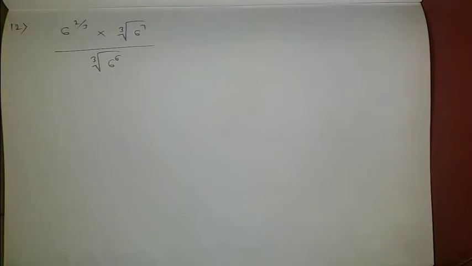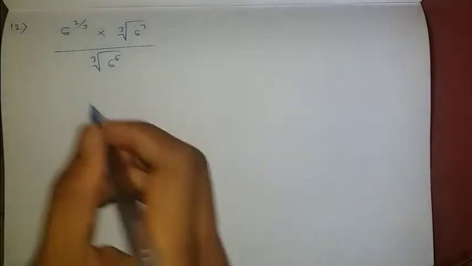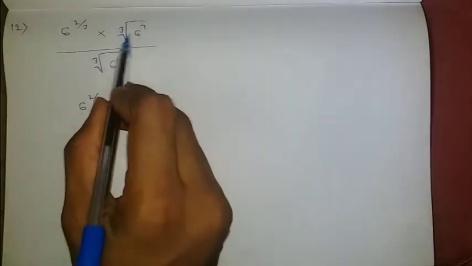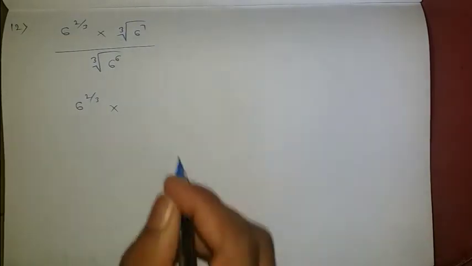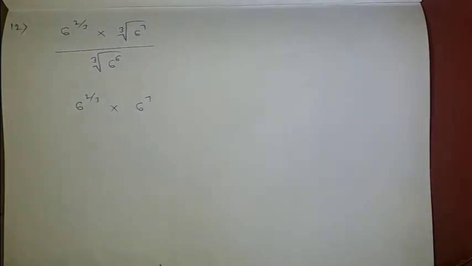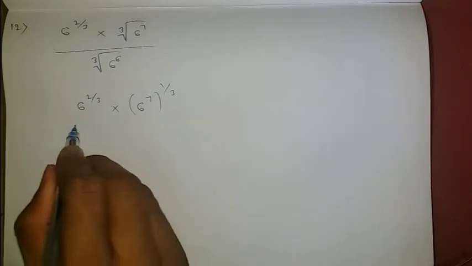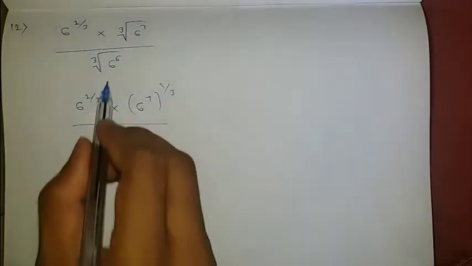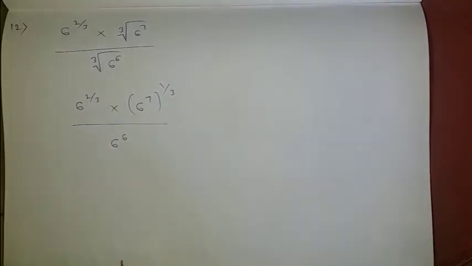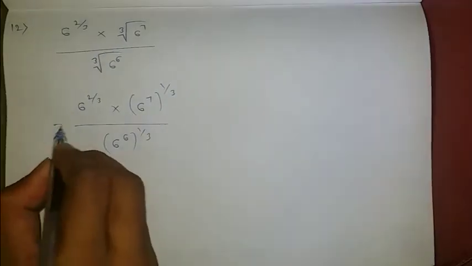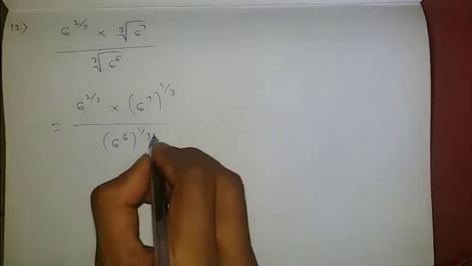What is the value of 6 power 2 by 3 into cube root of 6 power 7, whole divided by cube root of 6 power 6? So the first one I am writing as it is, that is 6 power 2 by 3 into cube root of 6 power 7, which can be written as 6 power 7 as it is, with the cube root written as power 1 by 3, whole divided by cube root of 6 power 6. Here 6 power 6 is written as it is, then whole power, the cube root written as power 1 by 3. Here 3 1s are 3, 3 2s are 6.